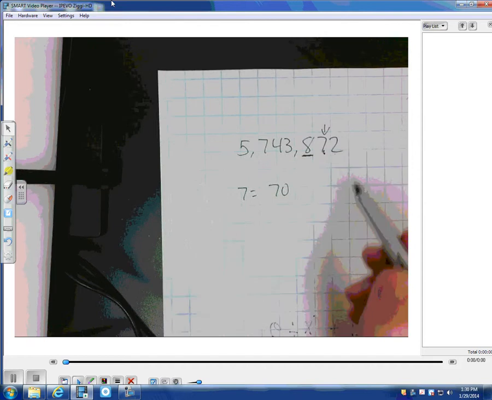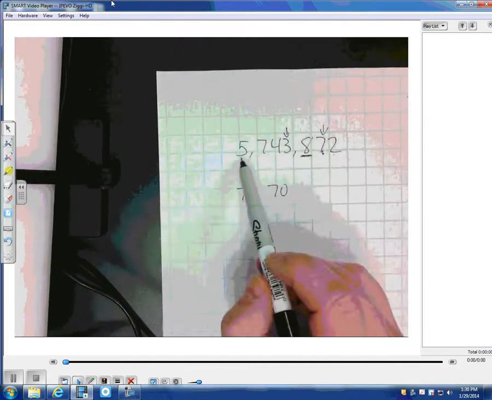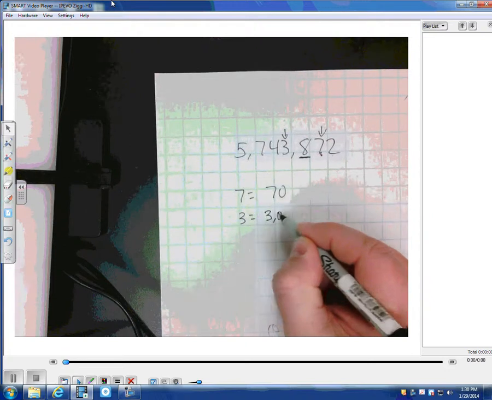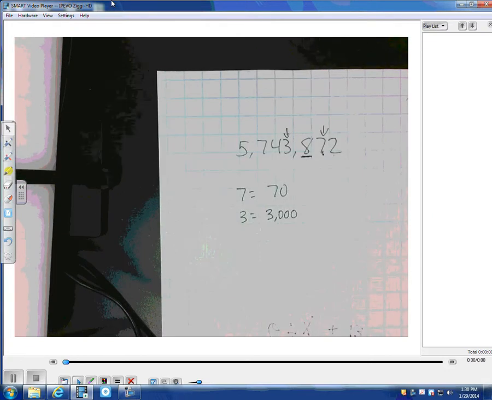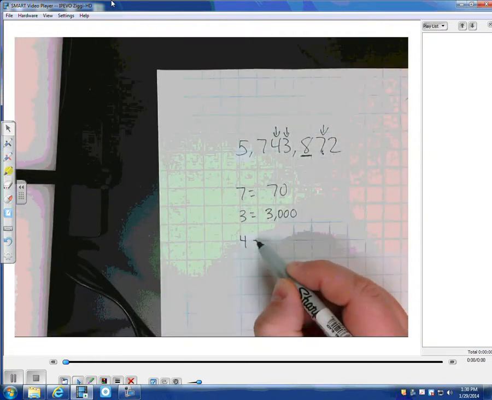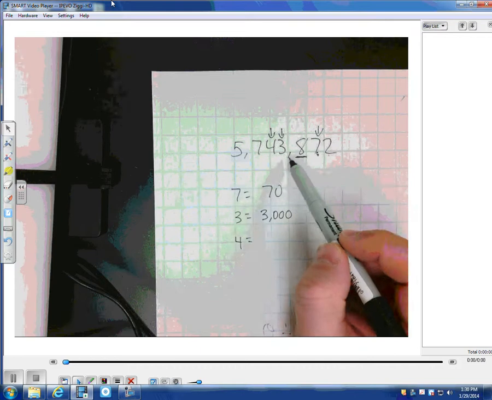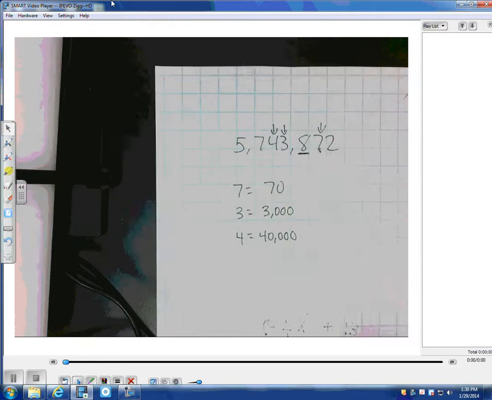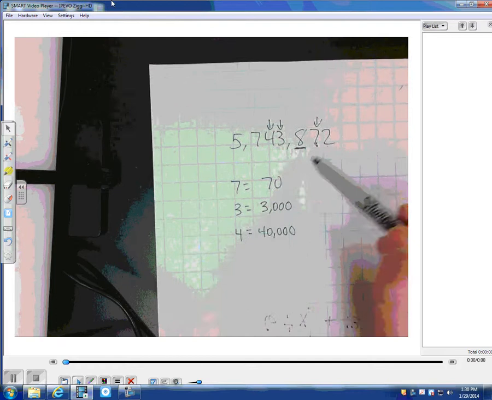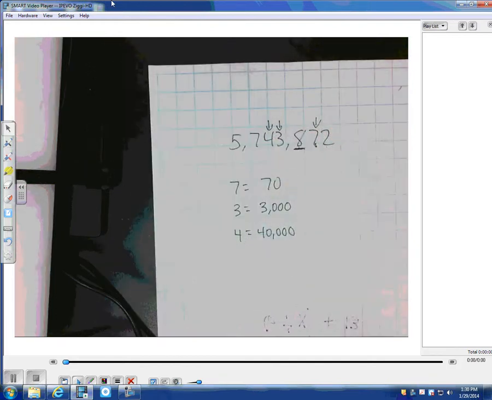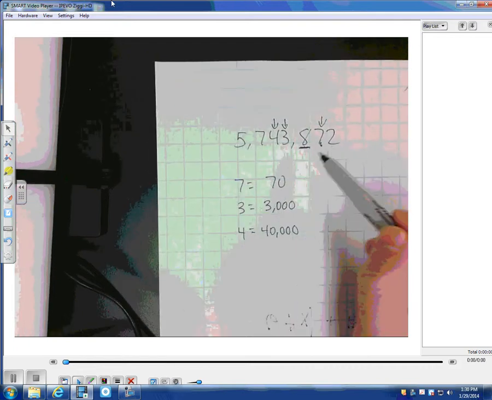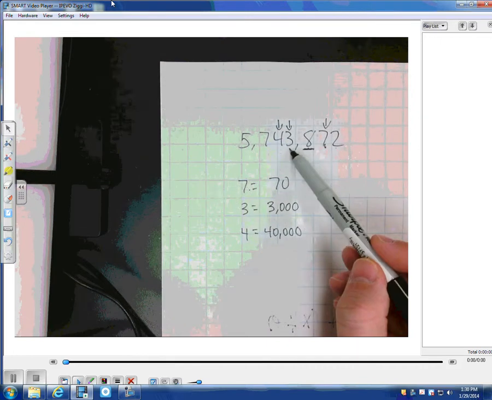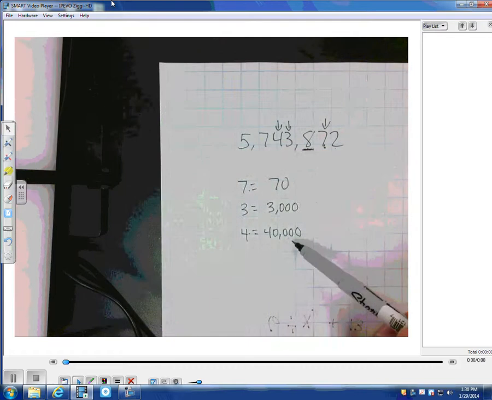If they would have asked, what's the value of the 3? In 5,743,872, the value of the 3 would be 3,000. If it would have been the 4, the value of the 4 would have been 40,000, because that's my 10,000s place. Based on the examples I gave you, what would the value of the 8 be? That's what you need to figure out for this problem. The 7 would represent 70 because it's in the tens place. The 3 would represent 3,000 because it's in the thousands place. The 4 would represent 40,000 because it's in the 10,000s place.